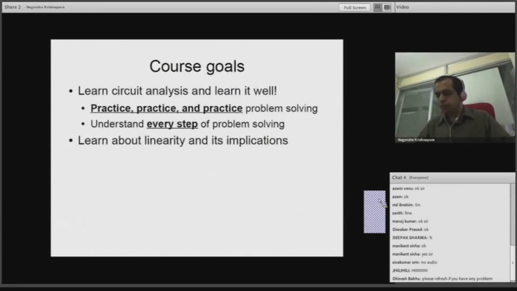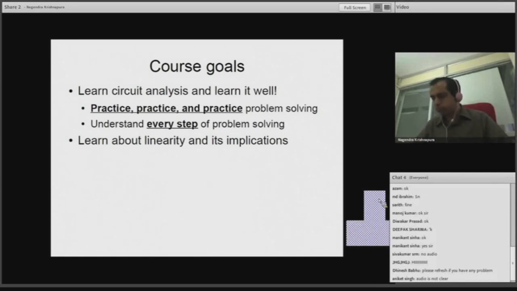Now, as far as the goals of this course are concerned, it's very simple. You learn circuit analysis and learn how to do it well. Okay. And the way to do it well is to practice problem solving. Now, you practice problem solving for many different reasons. Sometimes you do it for competitive exams where you solve the same kind of problem many times. So, the next time the same type of problem comes up, you don't have to think about it. Now, here it's a little different.